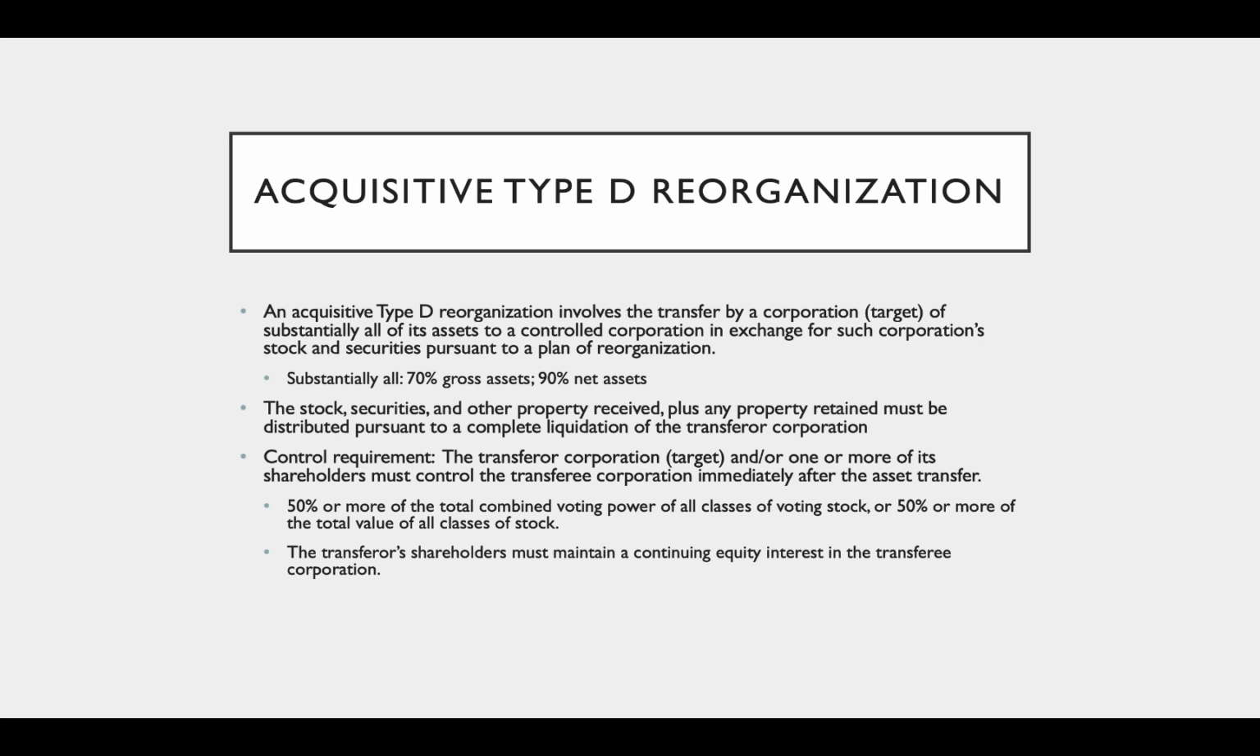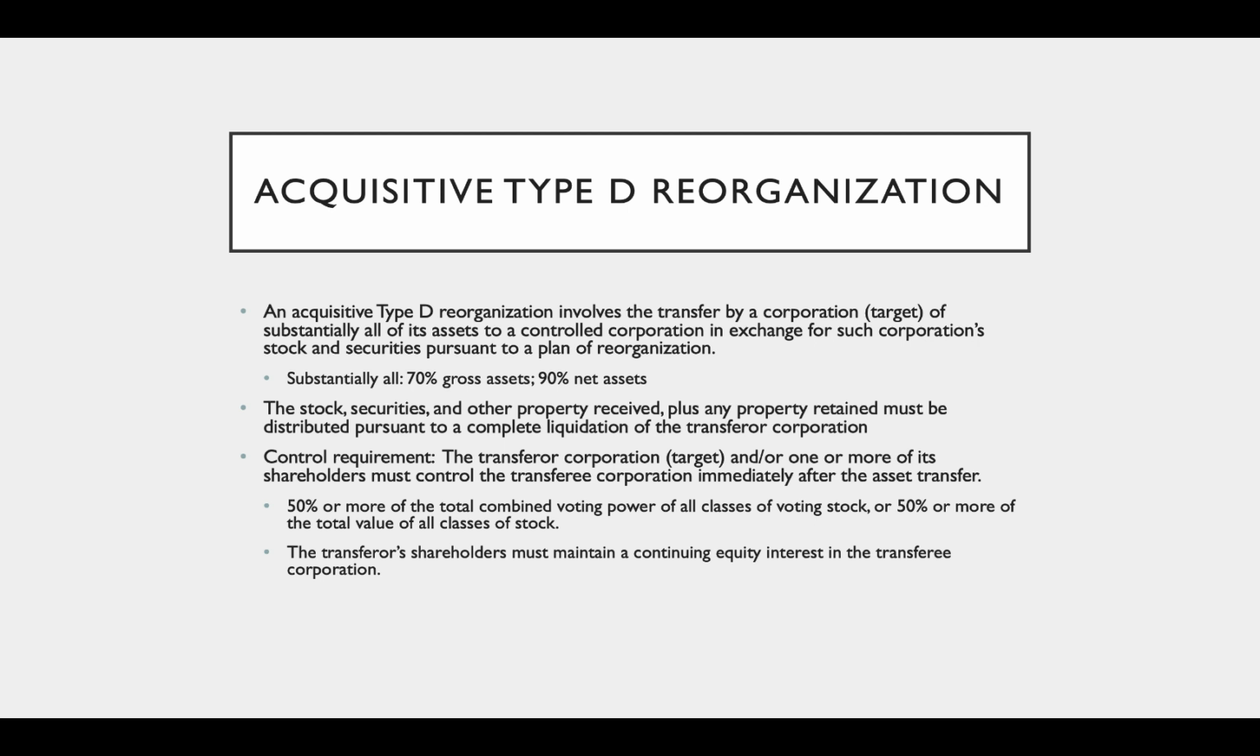An acquisitive type D reorganization involves the transfer by a corporation, the target corporation, of substantially all of its assets to a controlled corporation in exchange for such corporation's stock and securities pursuant to a plan of reorganization. So the substantially all test that we've been using before is going to apply here. 70% of the gross assets, 90% of the net. The stock, securities, and other property received, plus any property retained, must be distributed pursuant to a complete liquidation of the transferor.